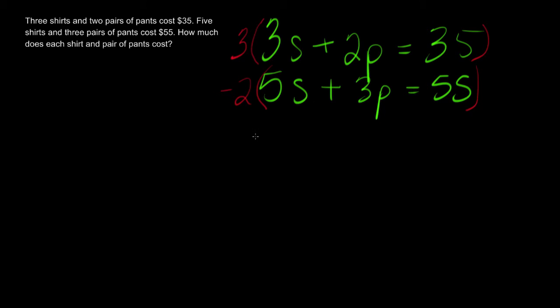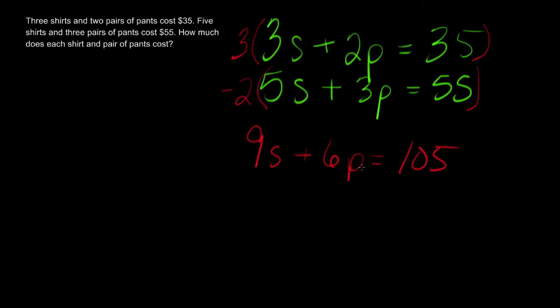All right, if I multiply the first one, I would have 9S plus 6P equals 105, I believe. Check my work. Then I have -10S minus 6P equals -110.